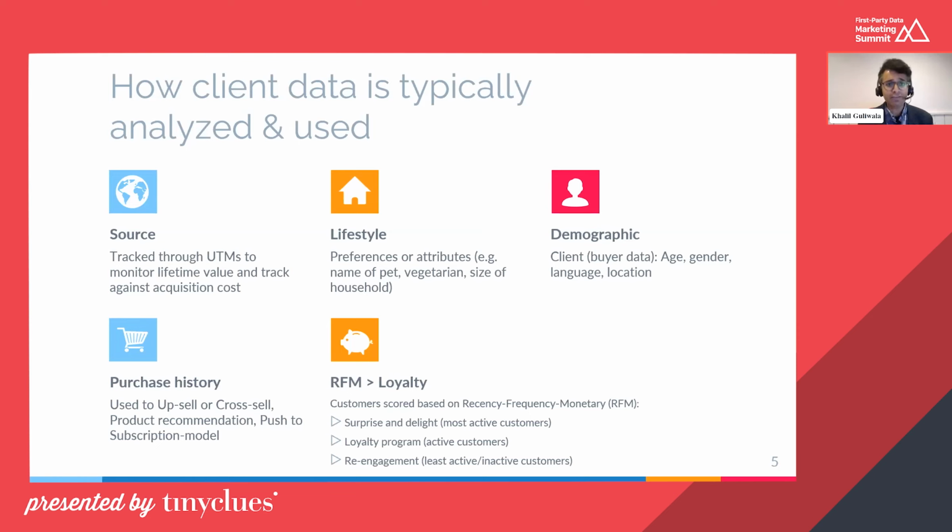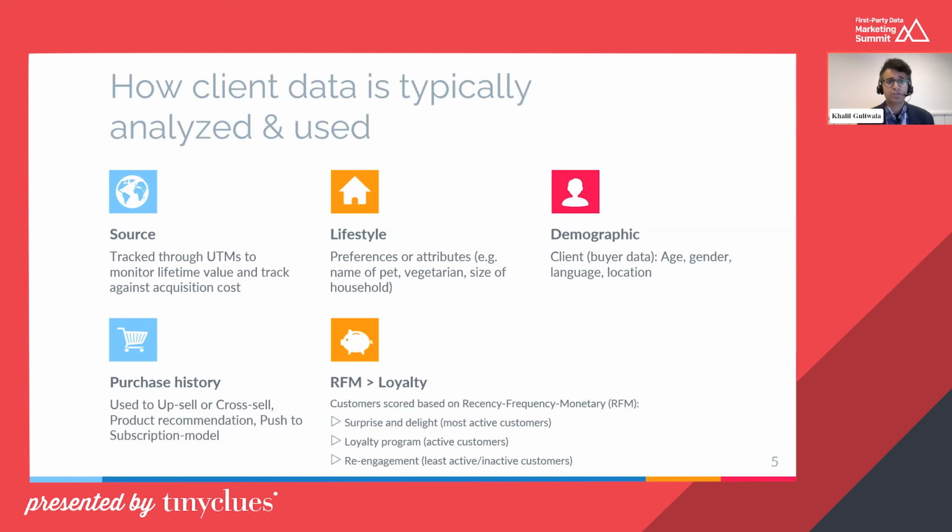You have questions about lifestyles. When it comes to customers' preference attributes, for example, in the dog food example, maybe it's the name of the pet. For a supermarket, it could be whether they're vegetarian or the size of the household. Then there's demographic information about the client. So this is about the buyer data. What's their age? What's their gender, language, location?